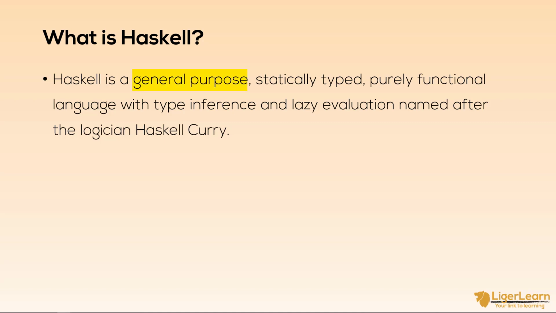General purpose. This means it can be used in a general sense for a wide variety of domains. This is in contrast to a domain-specific language, which would only be used for a specific domain. Statically typed. This means that the type of values are known and checked against at compile time. This is in contrast to dynamic typing, where the type is verified at runtime instead of compile time.